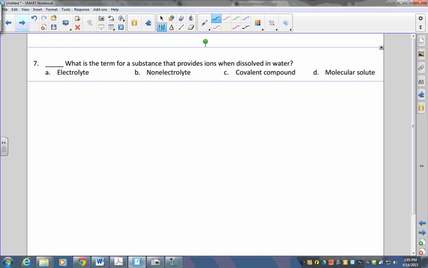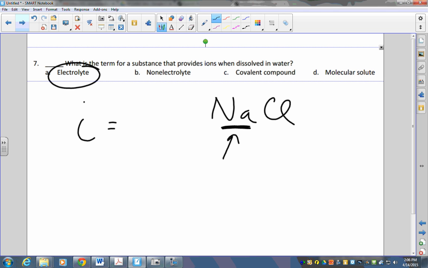Number 7, what is the term for a substance that provides ions when dissolved in water? Ions are provided by electrolytes. I know they talked to you about i. How do you find i? Well, the first thing you do is, if they give you a compound, for example NaCl, check if the first element is a metal. If it is, it breaks into ions, and then you're just counting the ions. So Na is 1 ion, Cl is the second ion, the i factor would be 2.